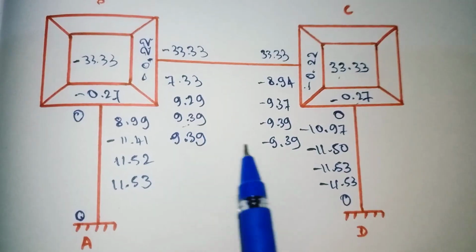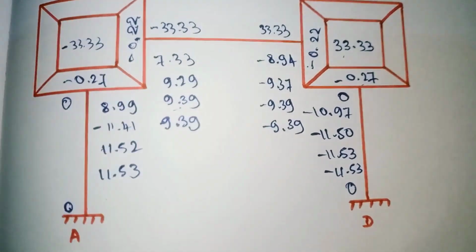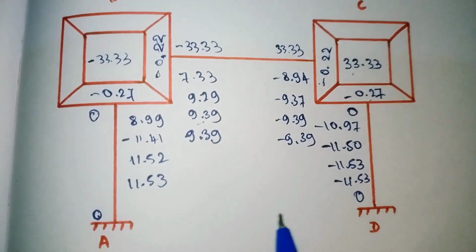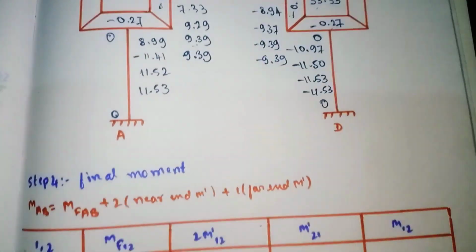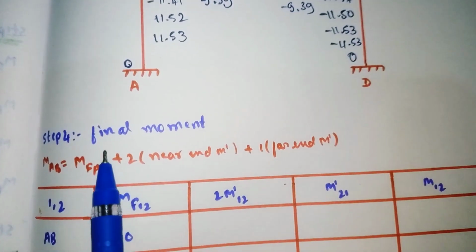Here we got almost the same answer, so we have to stop here. These are our final rotation moment values. Now we will go to step number 4, finding out the final moment.